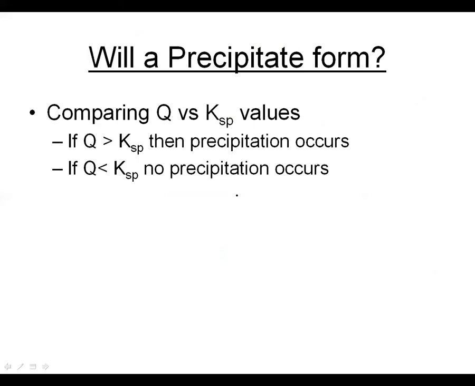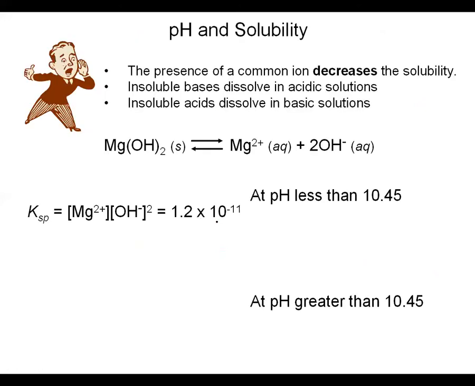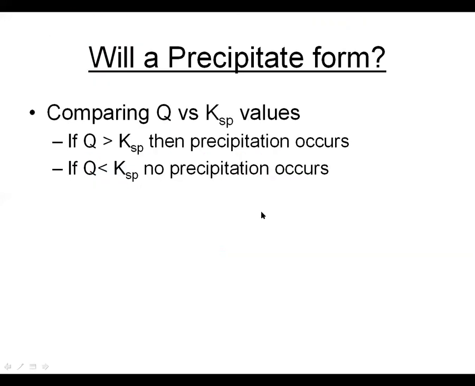Again, we talked a little about this earlier. If Q is greater than the KSP, then we would expect a precipitate to form. If Q is less than the KSP, then we would expect no precipitation to form. A reminder that Q is the same thing we've seen many times. It is calculated exactly the same way as the KSP. The only difference is that here we're using it to compare to the KSP. It's like initial conditions, seeing if a precipitate would dissolve.